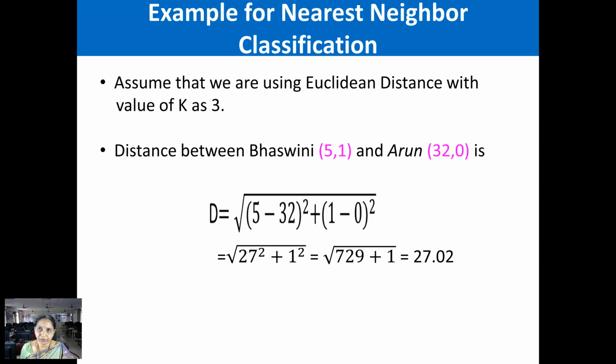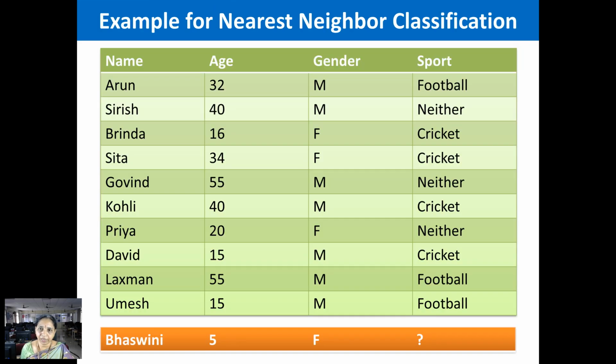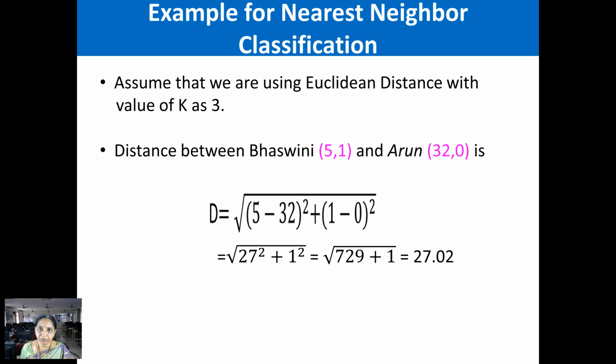Let us see here, we have the test instance with the name Baswini, the age is 5 and the gender is female. In order to identify the sport liked by this person, I need to identify the 3 nearest neighbor instances for the test instance. So I need to identify the distance between the test instance Baswini and all the other instances in my data set. So how do I calculate the distance?